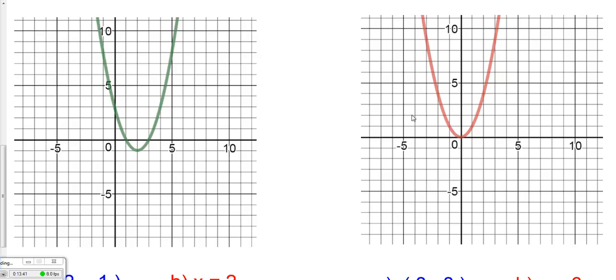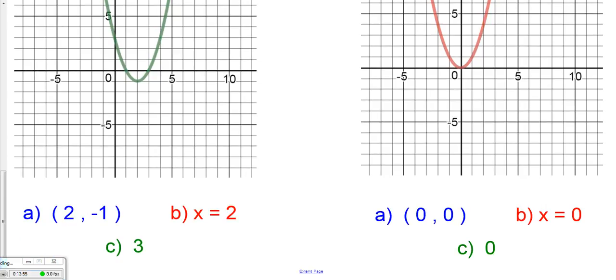I want you to pause again and see if you can figure out the vertex, axis of symmetry, and y-intercept of these ones. I'm going to assume that you paused and figured these out. So we're going to try this together.